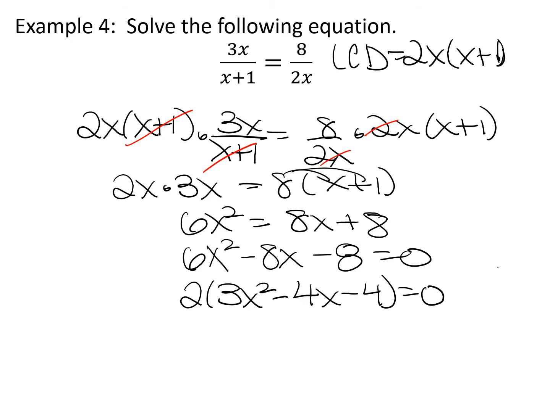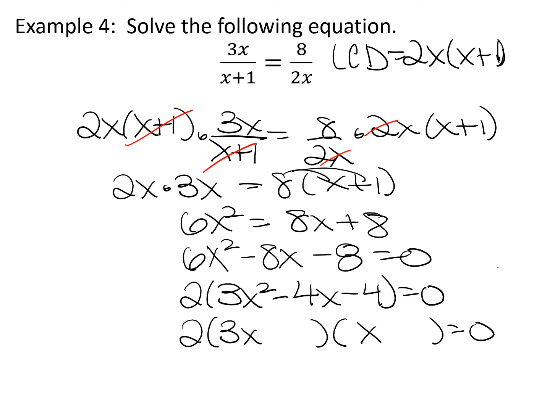Okay, and then I'm going to factor that, which is kind of crazy. I am not sure how that's going to work. But I'm going to go 3x times x. Okay, I want to do a 1 and a 4. So I'm seeing that I need a negative 4. I don't know how that's going to work.